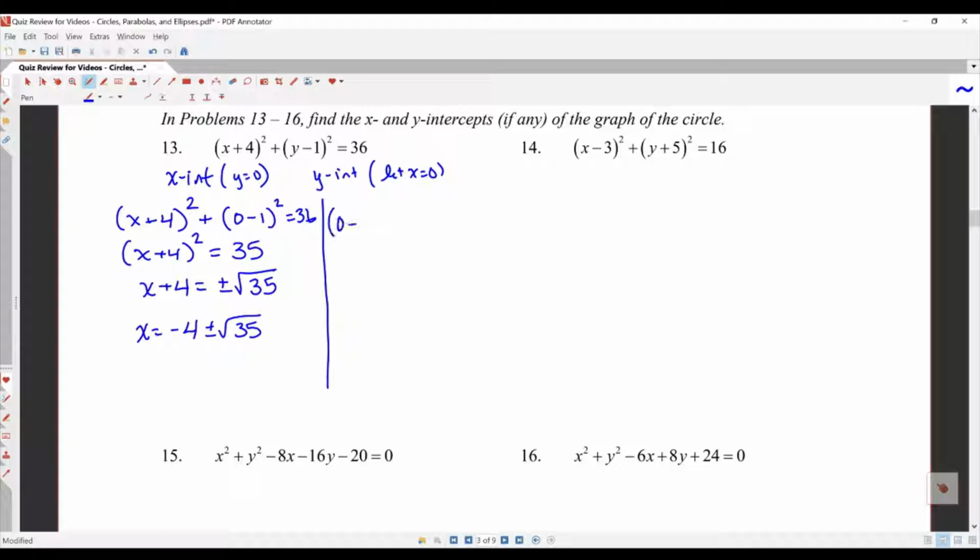Do the y-intercepts. Let's plug in 0 for x. So 0 plus 4 is 4, squared is 16. I'm going to subtract 16 from both sides of the equation. That leaves me 20 on the right-hand side. Take the square root of both sides. We simplified the square root of 20 earlier on in question number 11, and we get 2 times the square root of 5. Add 1 to both sides, we get 1 plus or minus 2 times the square root of 5.